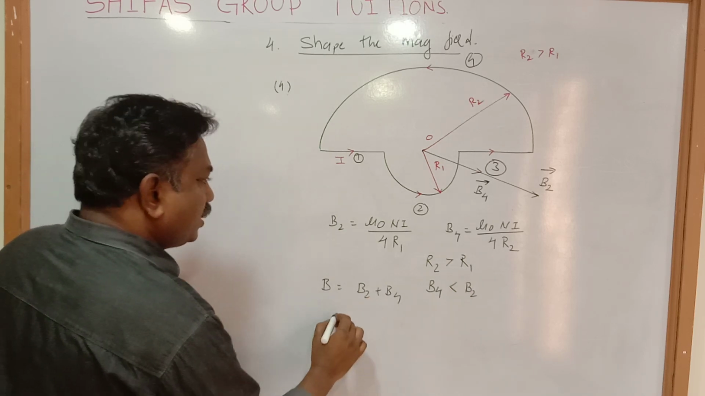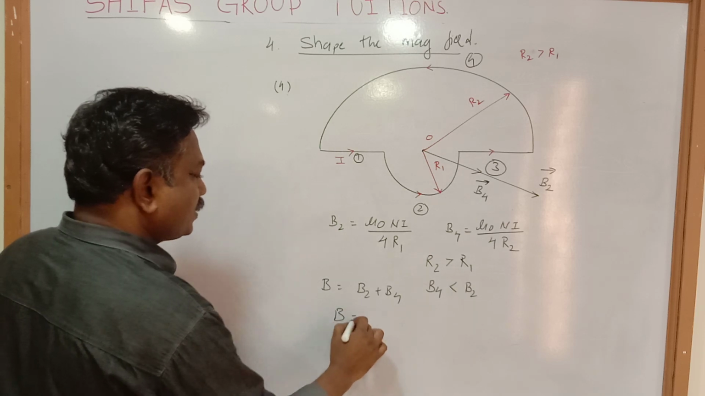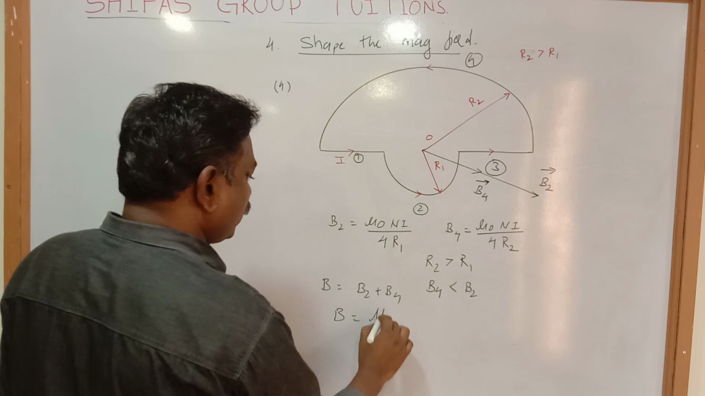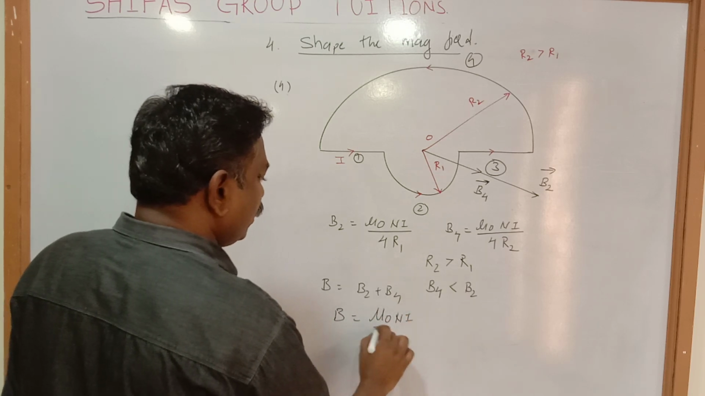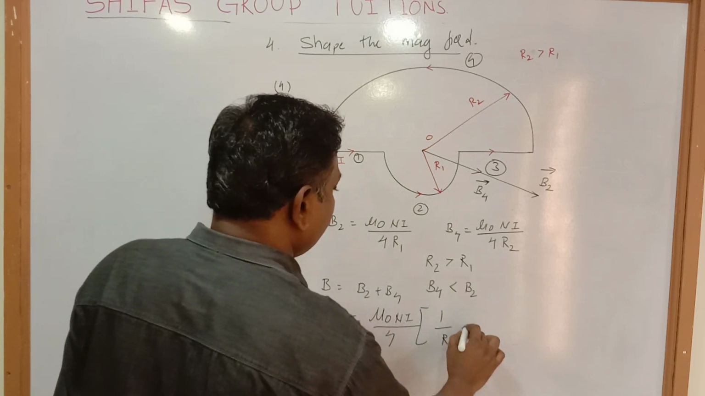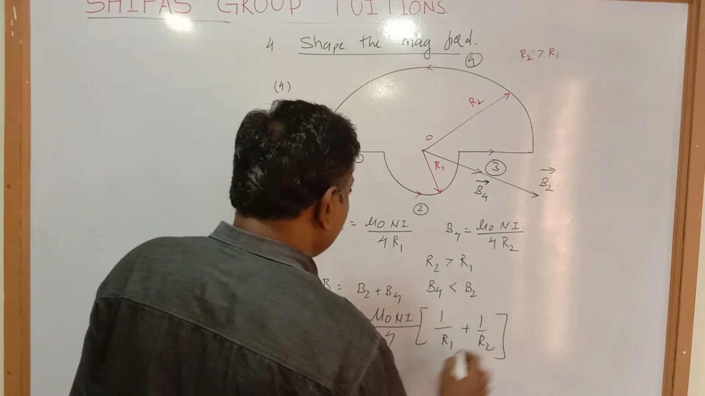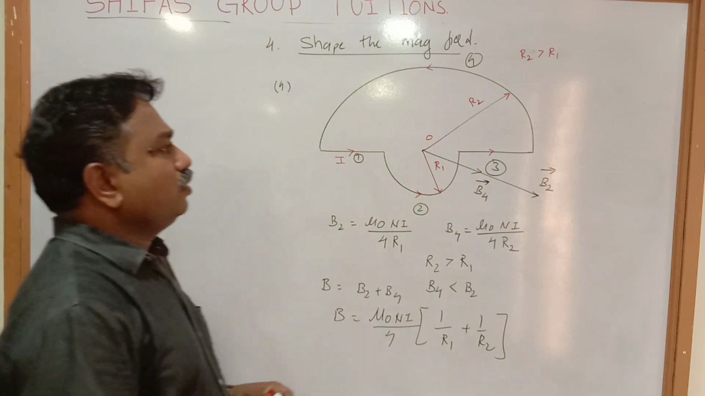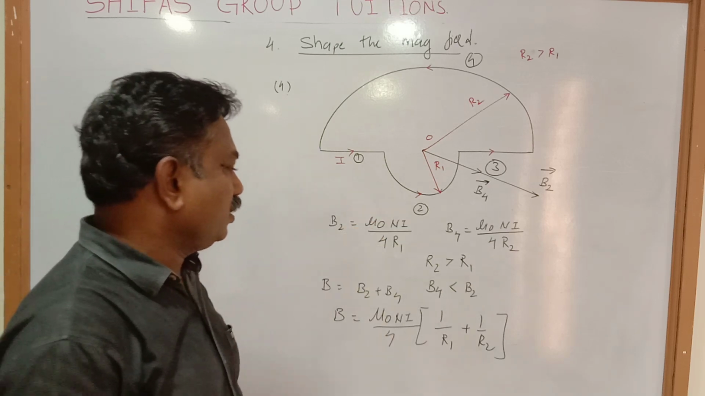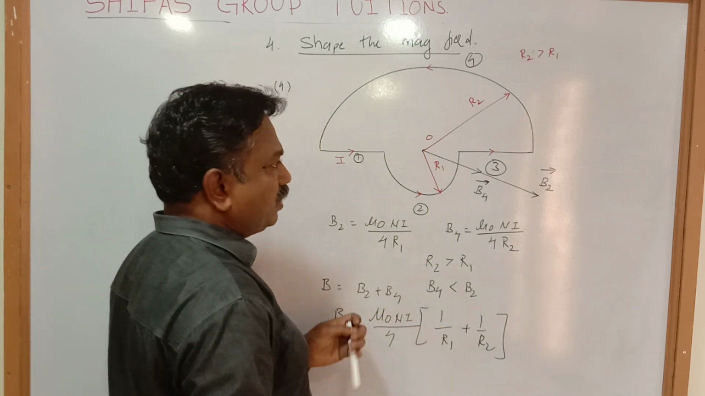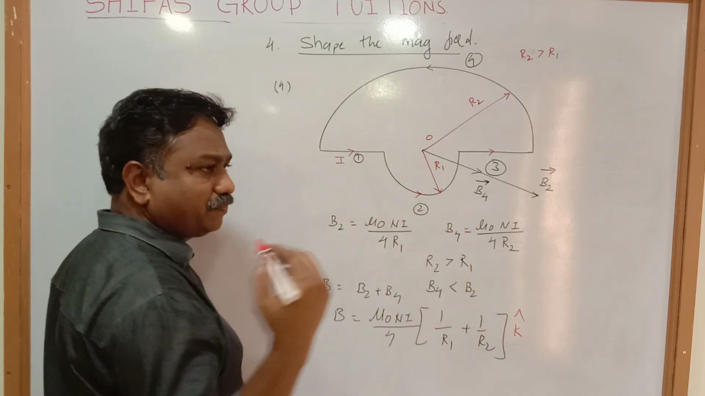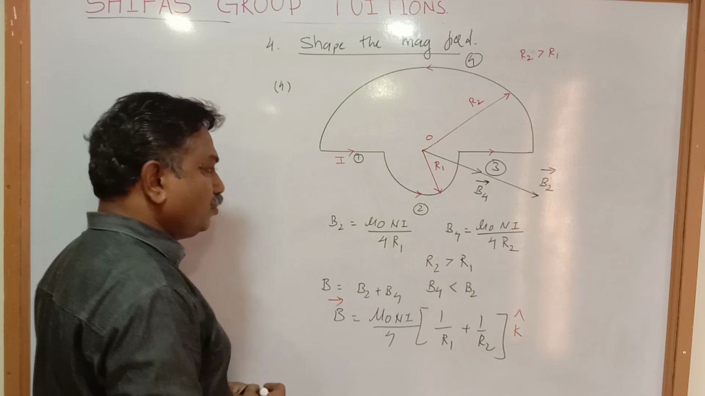Now this magnetic field can be written as mu naught N I upon 4, which is common to both, taken out: 1 upon R1 plus 1 upon R2. Now, dear student, you know this is out of the plane. If you resolve it in terms of i, j, k, it is along k, the positive direction of the z axis, and this will be your B bar.